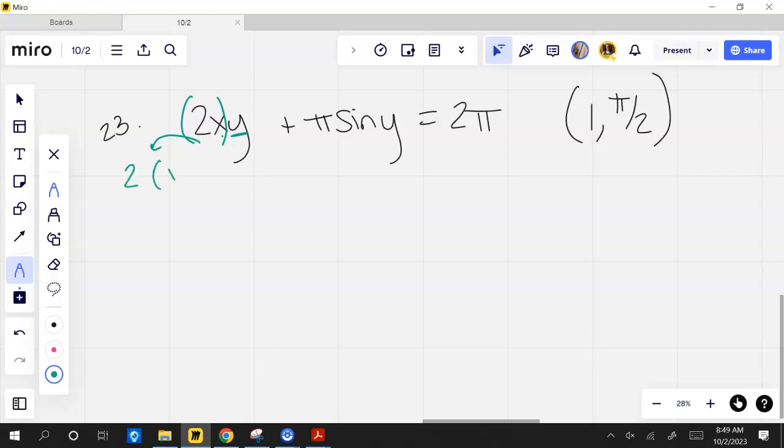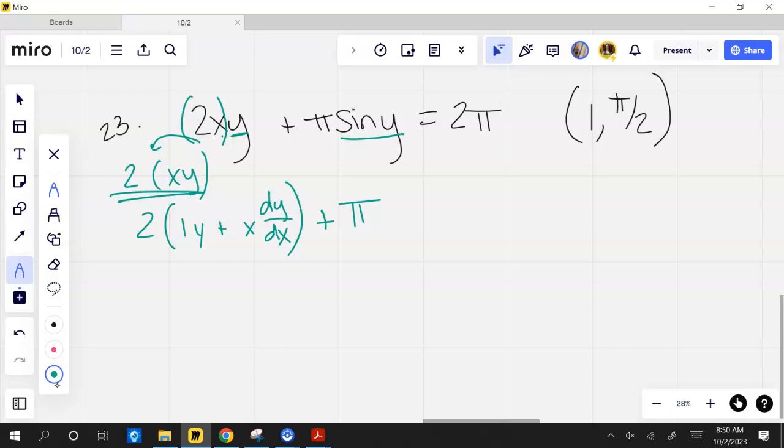Do 2xy and do the derivative of this. So 2 times, and now do the derivative of xy: derivative of the first times the second plus the first times derivative of the second. Again, with the pi, I can pull that out front because it's a constant. And now the derivative of sine is cosine. But what's the derivative of y? dy dx. And what's the derivative of 2 pi? 0.